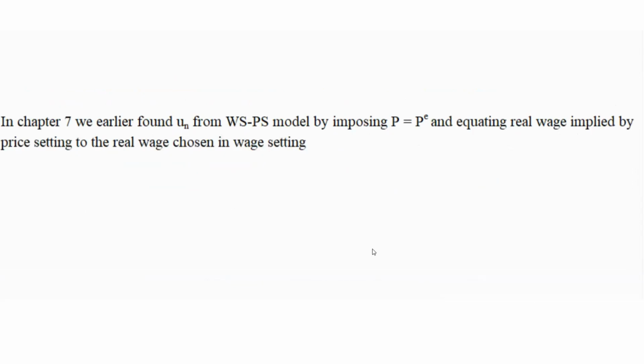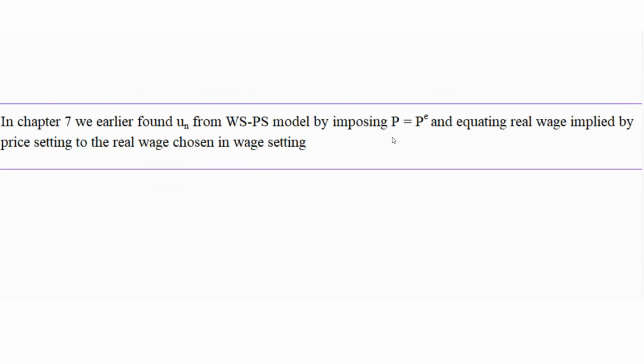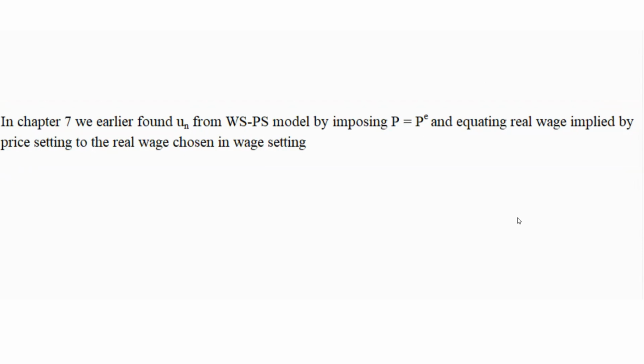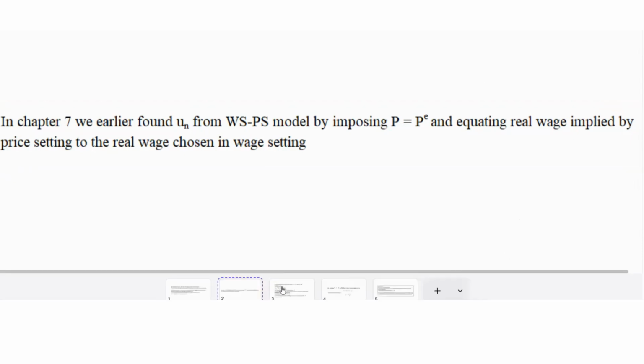Now, in chapter 7 earlier, we found UN from the WSPS model by imposing P is equal to PE in the WS equation and equating the real wage implied by price setting to the real wage chosen in wage setting. So we already found the natural rate of unemployment using the WSPS model where we imposed P is equal to PE and said WS is equal to PS.